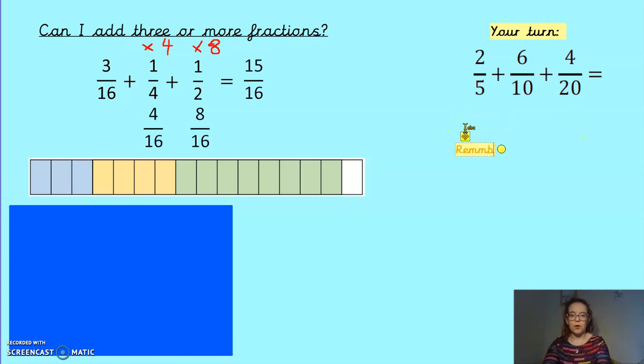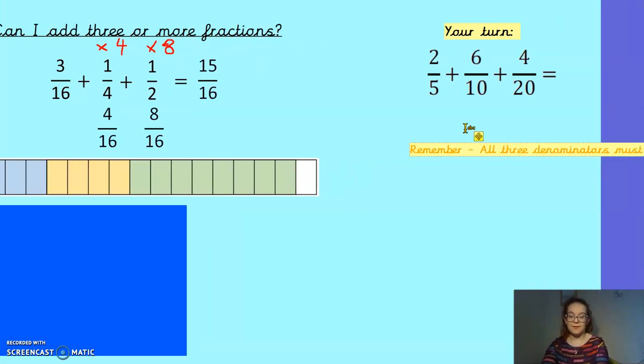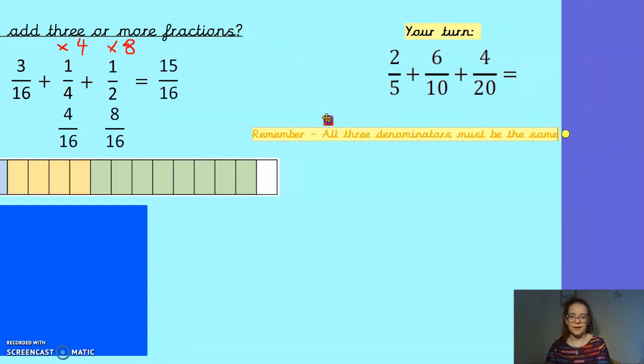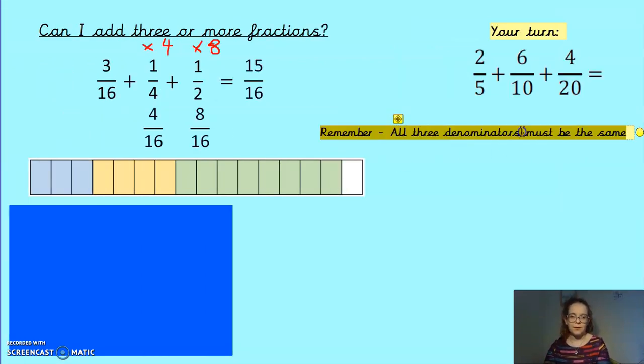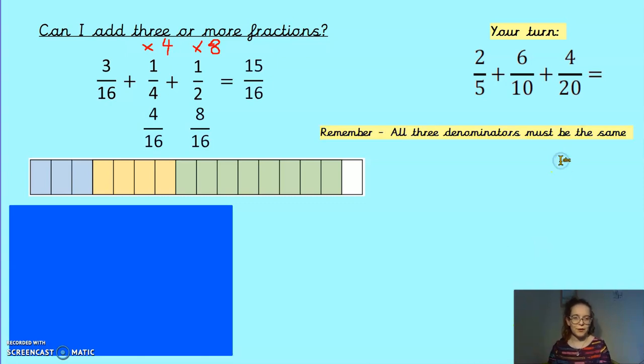So remember, all 3 denominators must be the same. Let's change that to black so you can actually read that. There we go. Okay, so using the same method, have a go. It's your turn with this one. You've got 2/5 plus 6/10 plus 4/20.